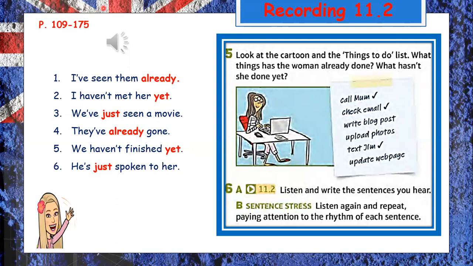According to exercise C, they tell you to listen and write the sentences you hear. And in part B, sentence stress, you need to listen again and repeat and pay attention to the rhythm of each sentence. Remember to see the time expressions used in the present perfect tense.